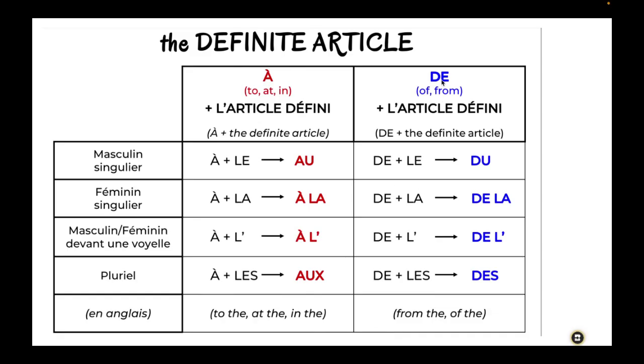Same thing when you use de, which is of or from. Again, you do the same thing for de and le. De le does not exist in French. It's going to be du, and the plural form de and les again does not exist in French. We will have des. And the rest, de la or de l'apostrophe, which is from the or of the for feminine, and the one starting with a vowel, you keep it as it is. You just change it for the masculine and the plural.